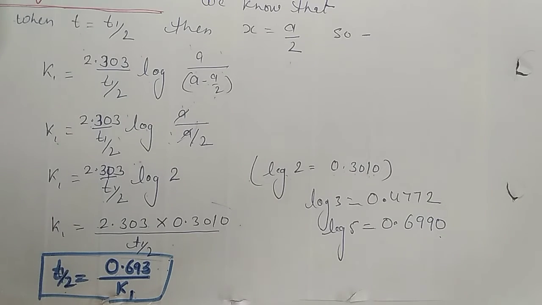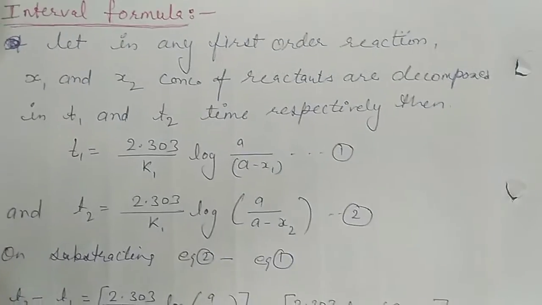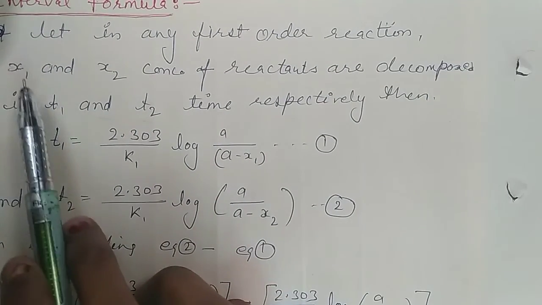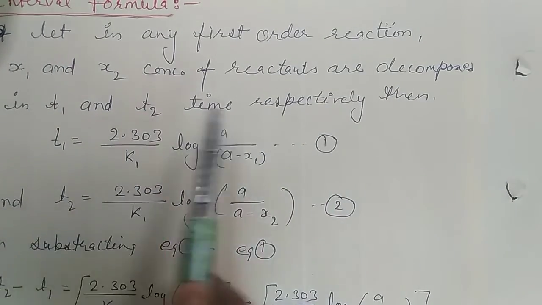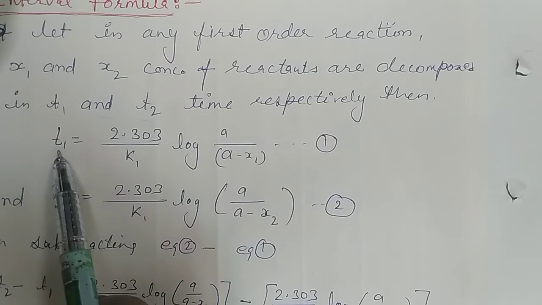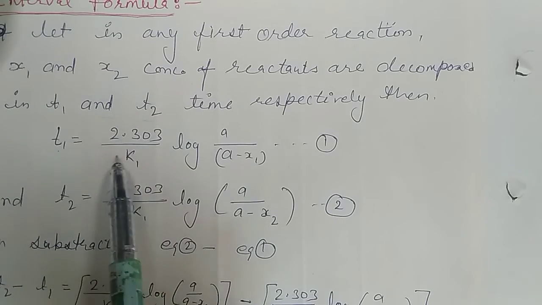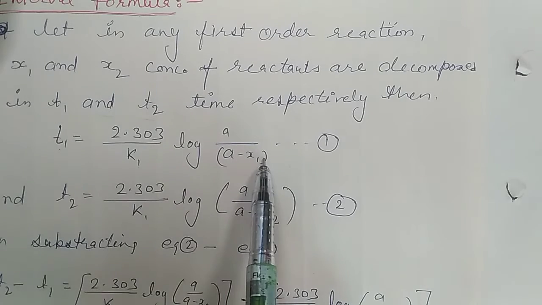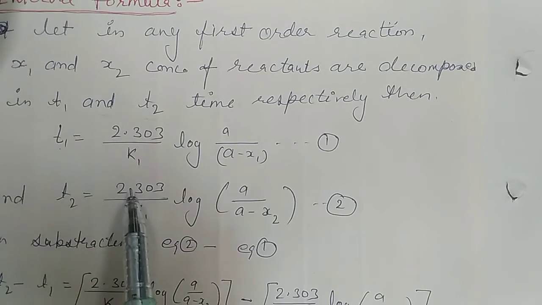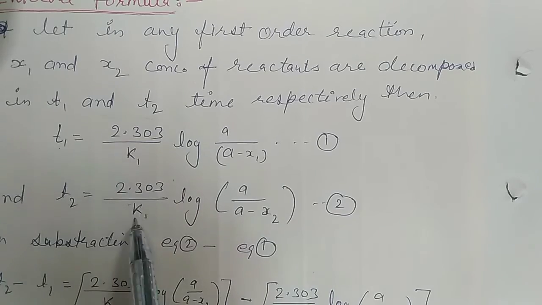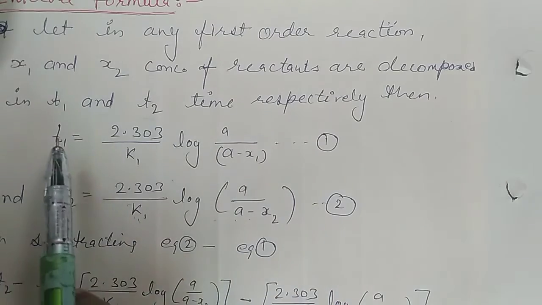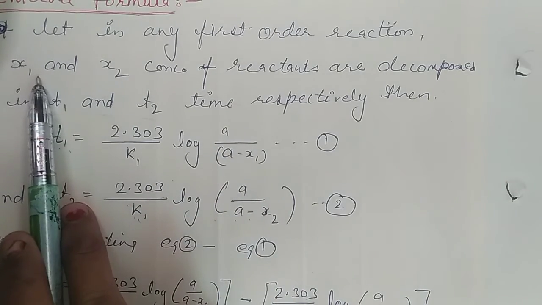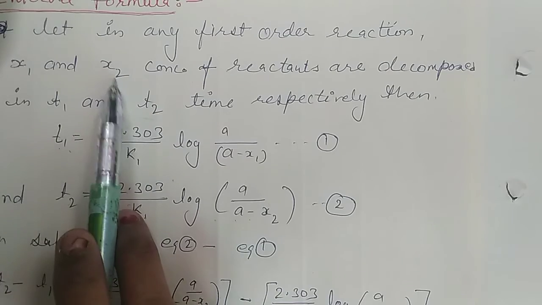Okay, now we can calculate the interval formula also. Interval formula means if a reaction is taking place and x1 and x2 concentrations of reactant are decomposed in T1 and T2 times, then T1 is equal to 2.303 upon K1 log A upon A minus X1, and T2 is equal to 2.303 upon K1, where K1 is the rate constant and remains constant, log A upon A minus X2. In T1 time X1 concentration is decomposed, in T2 time X2 concentration is decomposed.